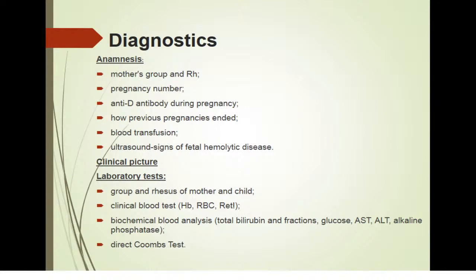The clinical picture is important for diagnosis: edematous syndrome, anemic syndrome, jaundice syndrome, hepatosplenomegaly. With jaundice, clinical kernicterus is possible.